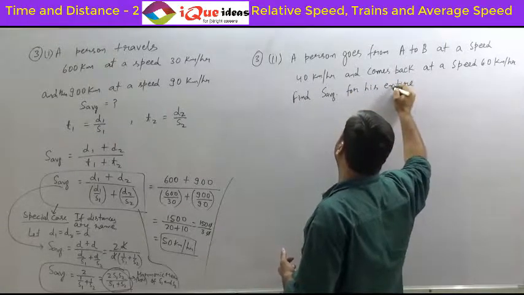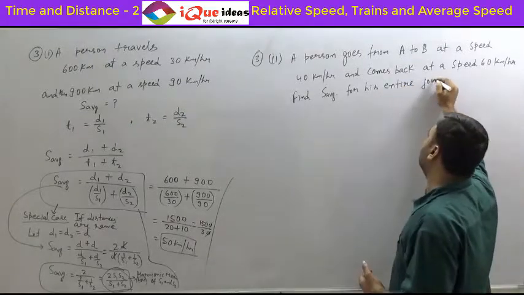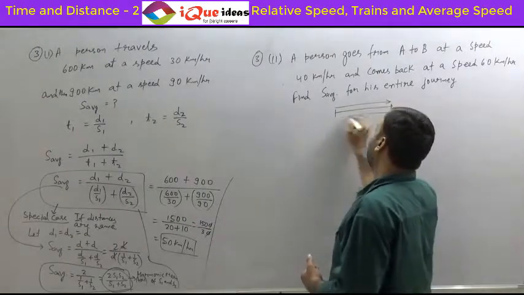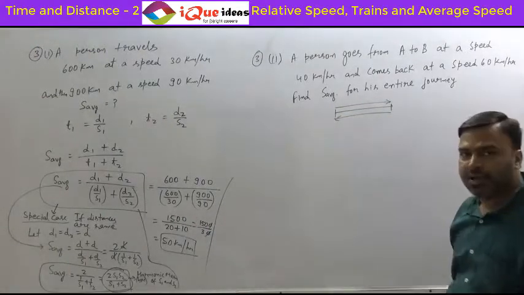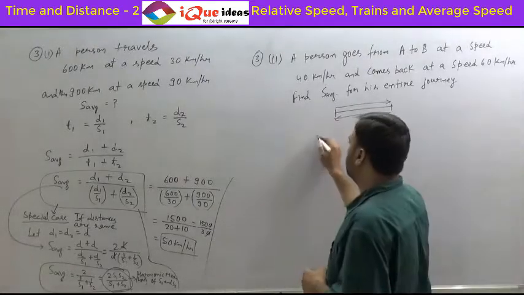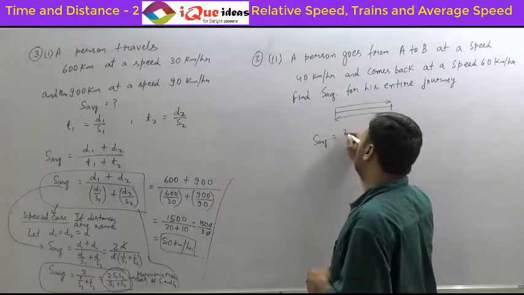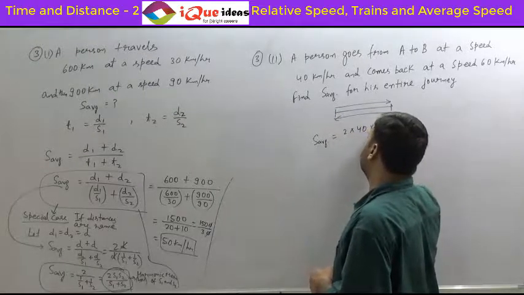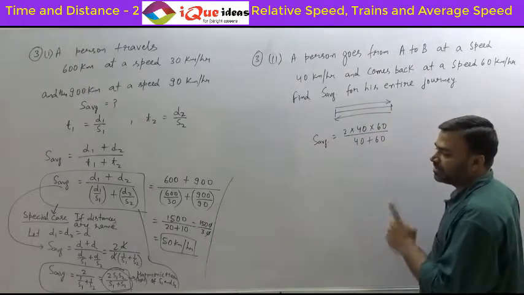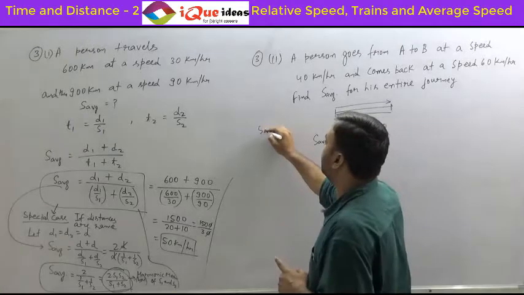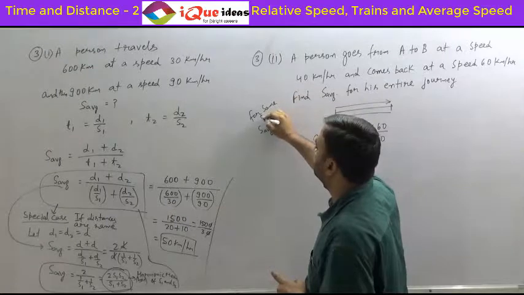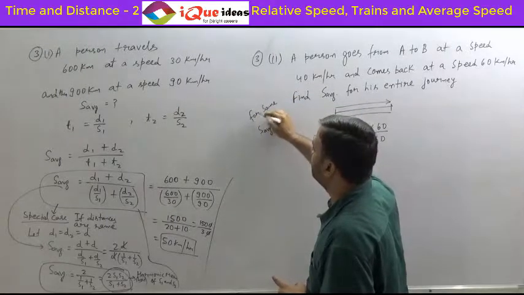Now please understand that in this case, entire journey would mean going from A to B and then coming back. That means same distances are travelled at different speeds. Speeds are 40 and 60. So straight away we will apply this expression to find average speed as 2 into 40 into 60 divided by 40 plus 60. The formula is 2 s1 s2 upon s1 plus s2. Right? As average for same distances.